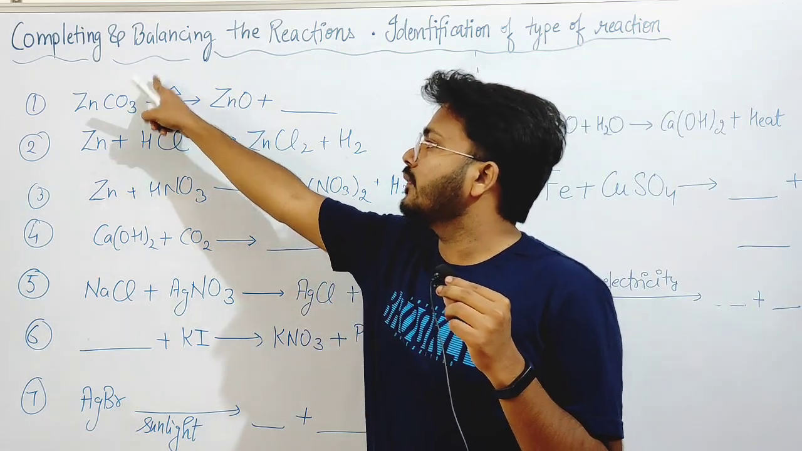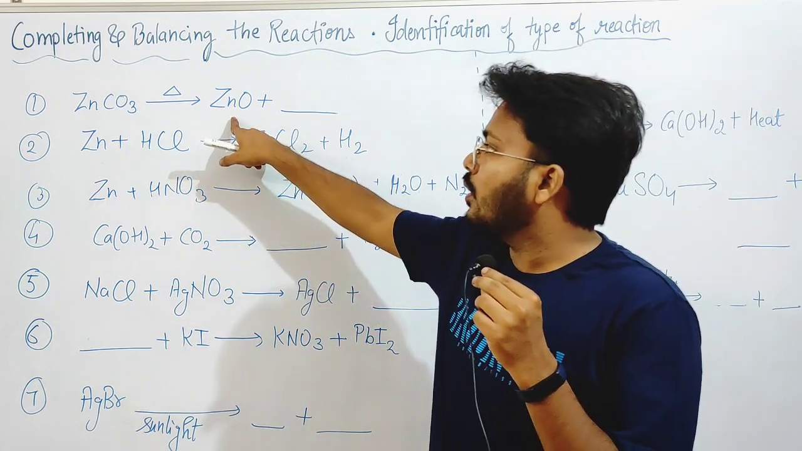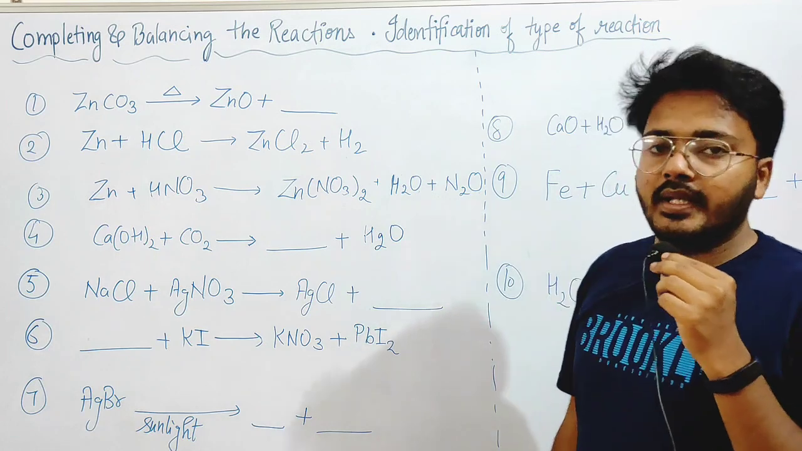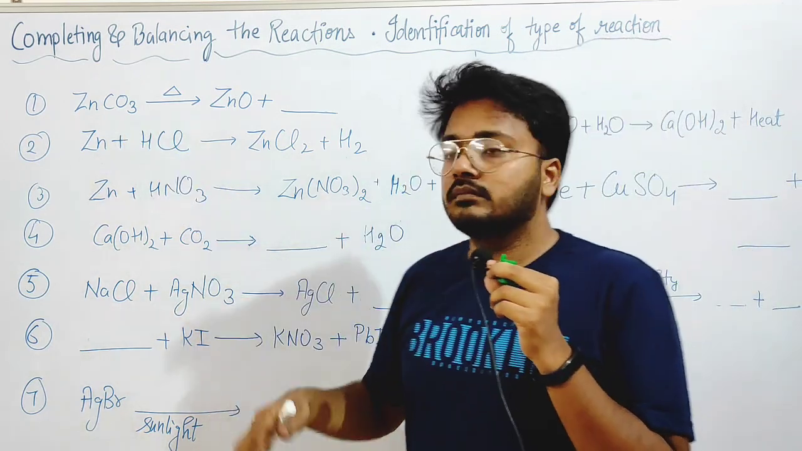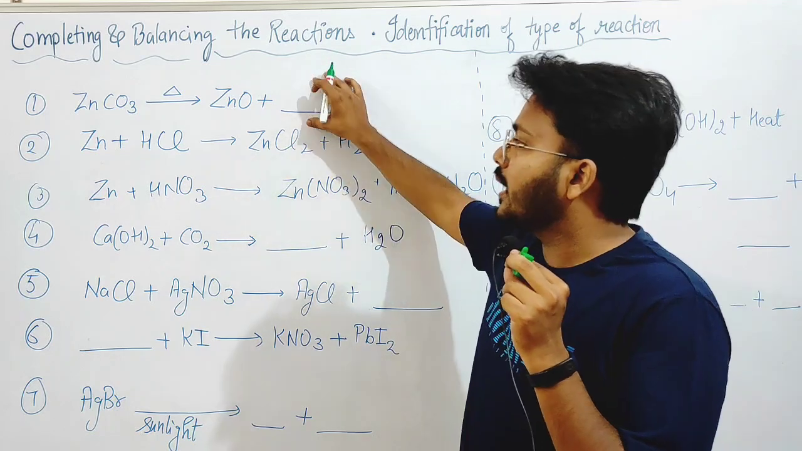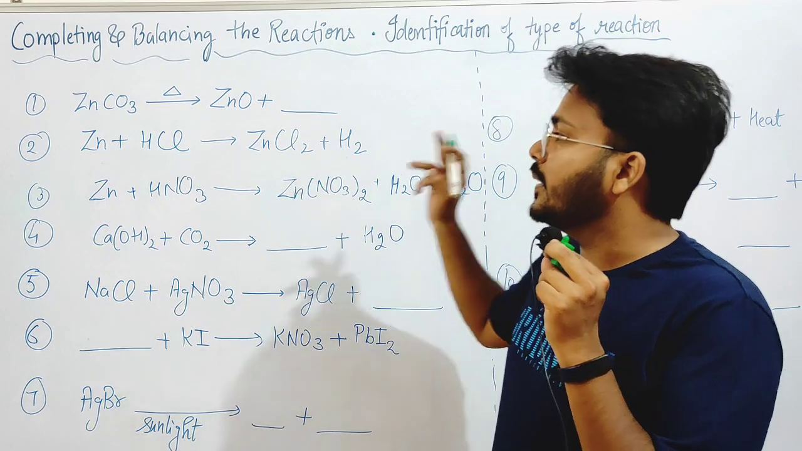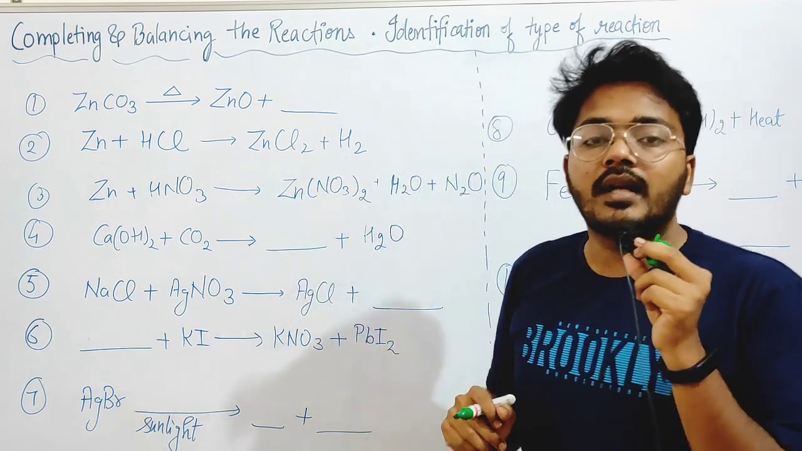Under the condition of heat, the triangle is the symbol of heat, zinc oxide is formed and the unknown product is also there. So on the left hand side there is a carbon, but on the right hand side there is no chemical species which has carbon. So there should be a compound or a molecule which contains carbon.